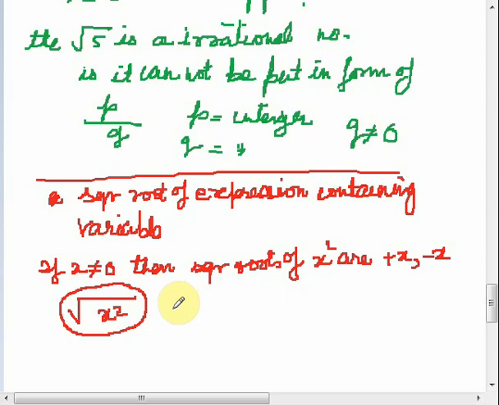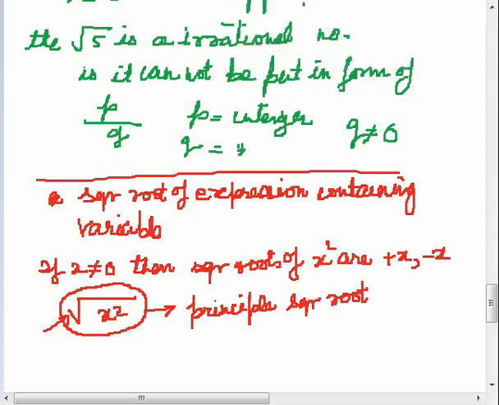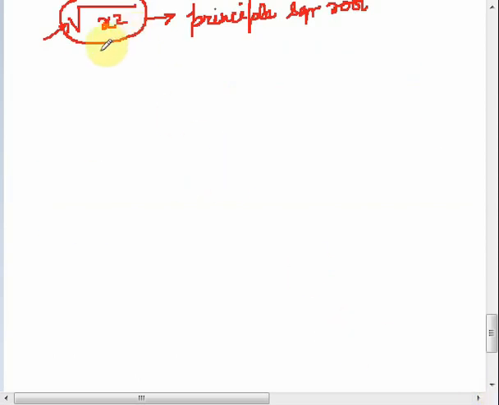Now it is a radical expression. As we have explained, it is a square root, so it is a principal square root, because this radical symbol represents only the positive values of the square root. So what is the implication of this principal square root? The implication of principal square root is its value is always positive.